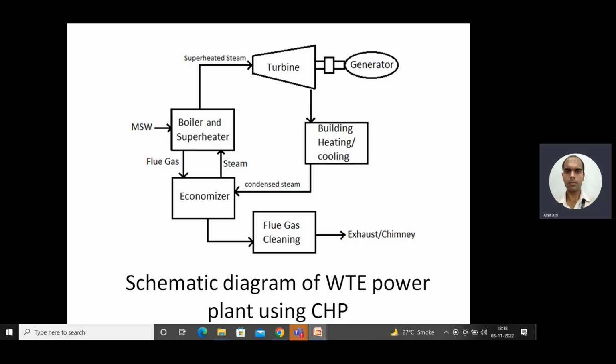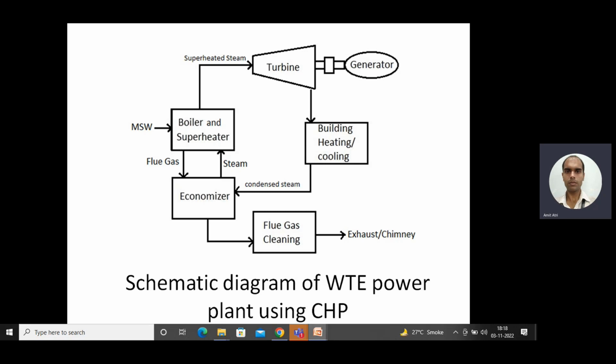So in carbon capture and storage, these toxic components are absorbed by using some type of membrane or gel or some other chemicals. The exhaust gases coming out from the chimney after passing through this CCS, the carbon capture storage system, are clean. They do not have any type of toxic components or pollutants. So it is not harming the environment as well.